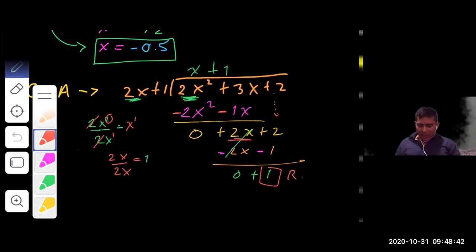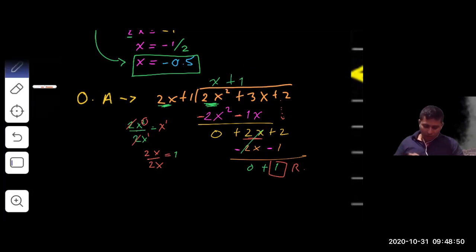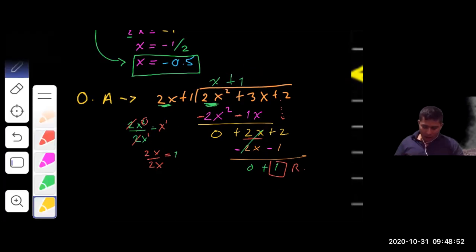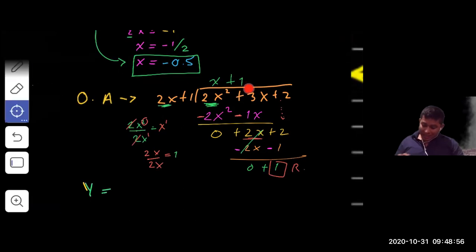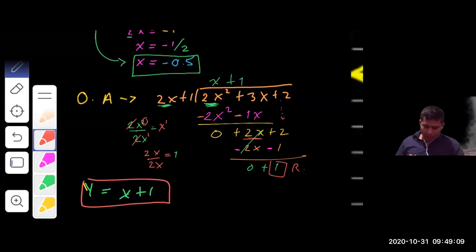Guys, can someone tell me what is going to be my oblique asymptote? The quotient, guys, of this. This is going to be my oblique asymptote. Let's say y equals this expression, guys, because it's an oblique asymptote. We're going to have a slope. We say y equals x plus 1. I'm going to highlight this because this is important information, guys.